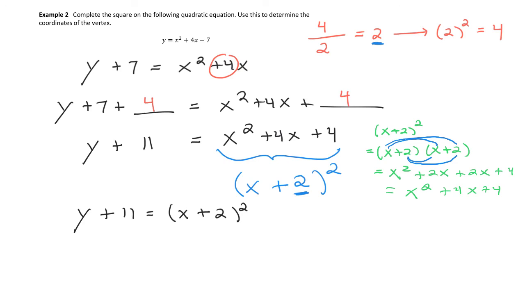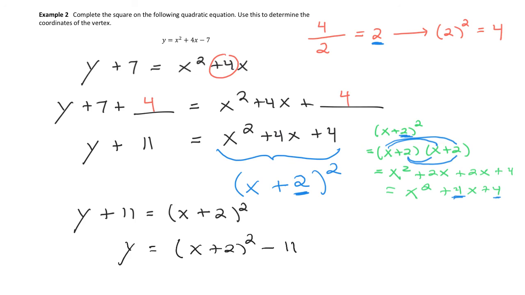Clearly if you take half of this number, it would have to take you back to this 2. And when you square this number 2, it takes you back to the 4. All that being said, I have y plus 11 is equal to x plus 2 squared. To solve for y, you can subtract 11 from both sides. And this is the final answer.